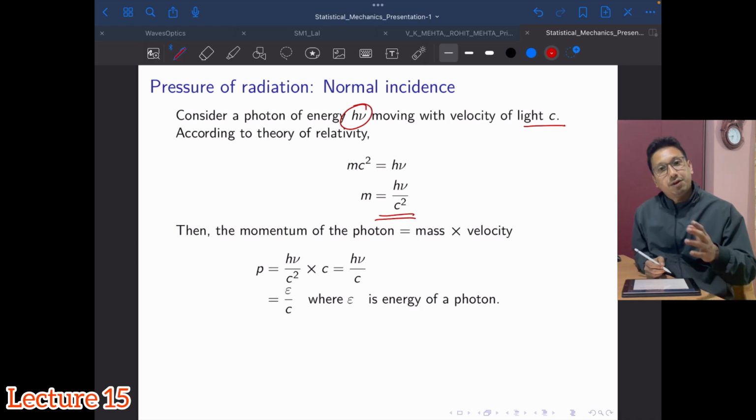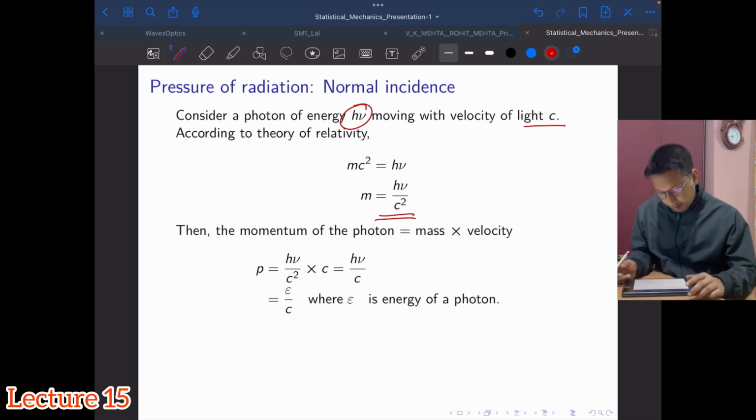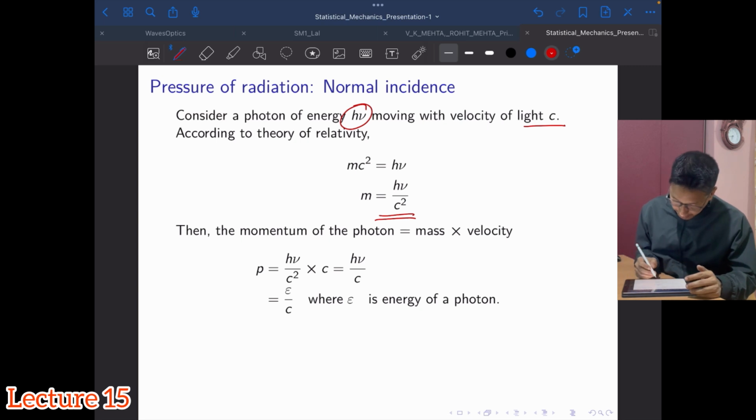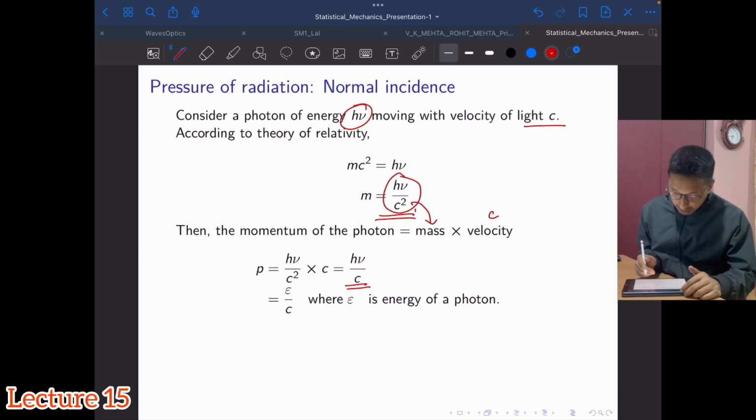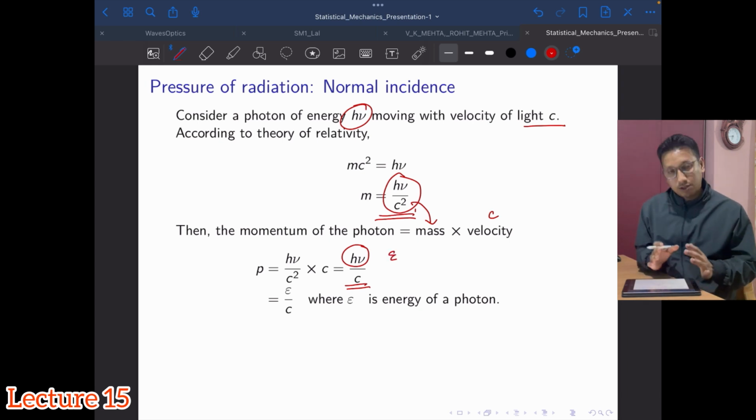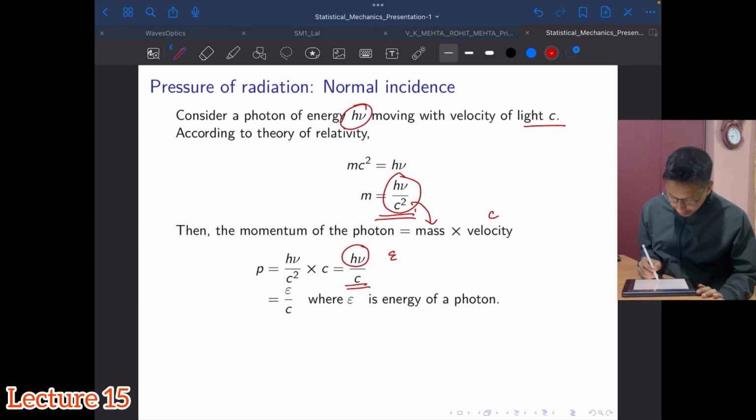Okay, so the momentum of the photon we can calculate. We know from classical mechanics that mass into velocity is momentum. So the momentum of the photon is given by, substituting this mass from here and the velocity c, which we already know, h nu by c. That is the momentum of the photon. Now let's write this h nu as script E, so the momentum associated with a photon is script E by c, where E is the energy of the photon.